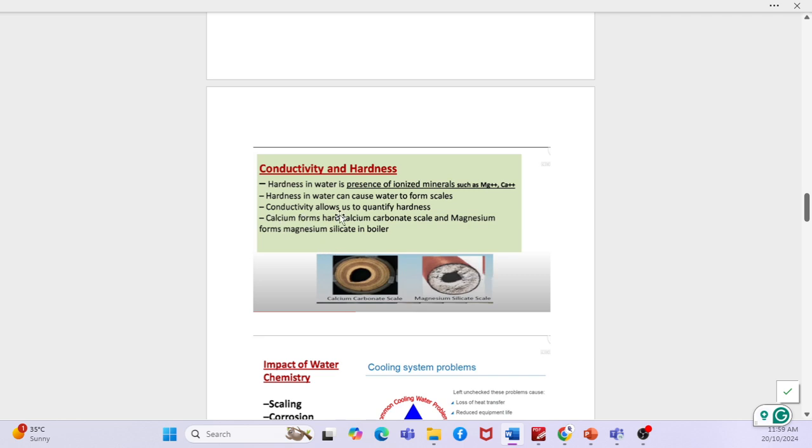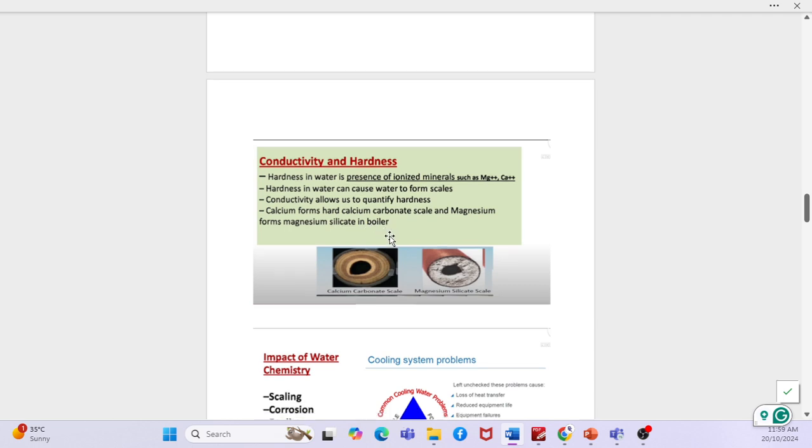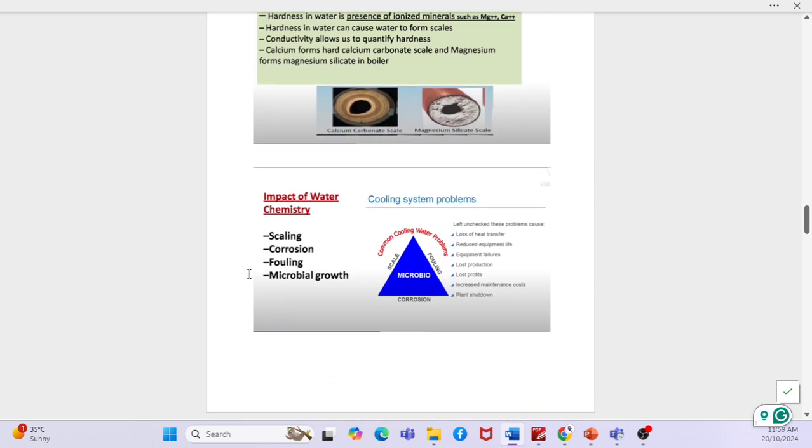So the conductivity allows us to quantify the hardness. Calcium forms hard calcium carbonate scale and magnesium forms magnesium silicate in the boiler. So, the impact of water chemistry: scaling, corrosion, fouling, and microbiological growth.